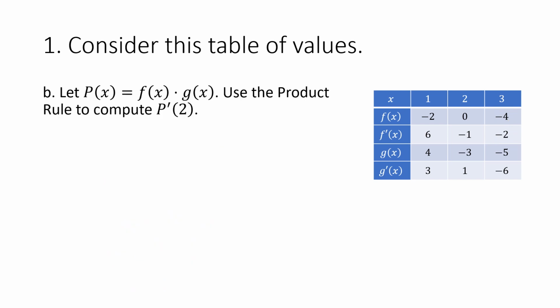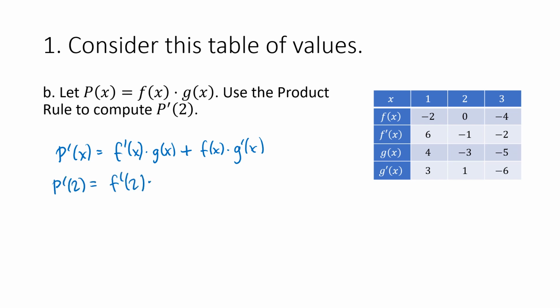For part B, we're given p of x is f of x times g of x, and we're asked to use the product rule to compute p prime of 2. Well, the product rule would tell us that p prime of x is the derivative of the first function, f prime of x, times the second function, g of x, plus the first function, f of x, times g prime of x. And now all we have to do is plug in 2. So p prime of 2, that's going to be f prime of 2 times g of 2 plus f of 2 times g prime of 2, and we can find all of those values in our table.